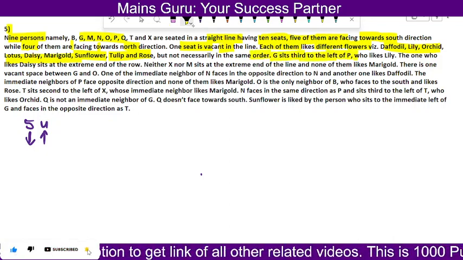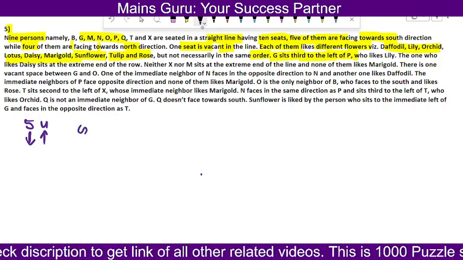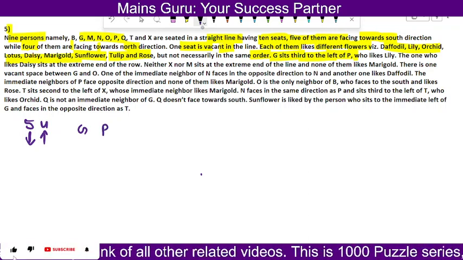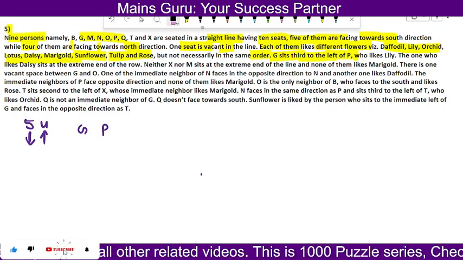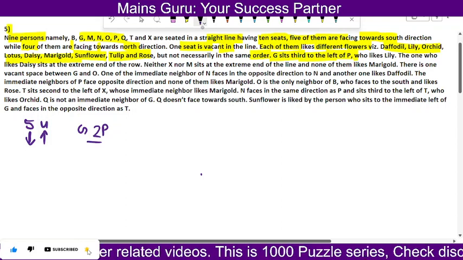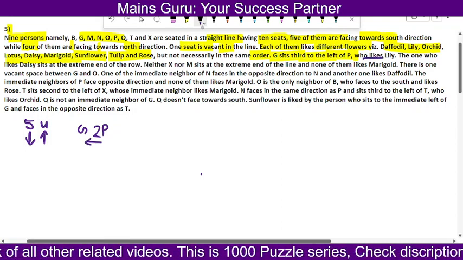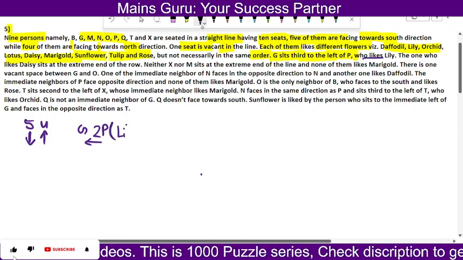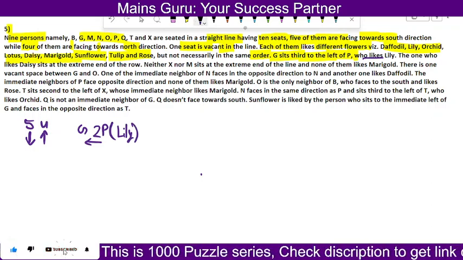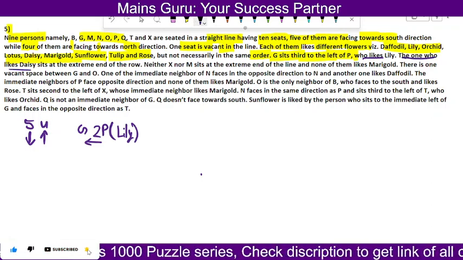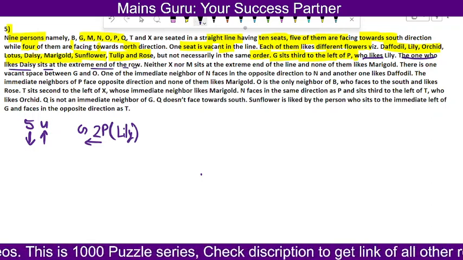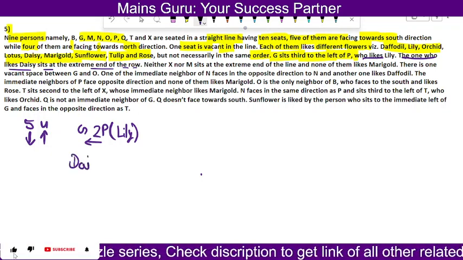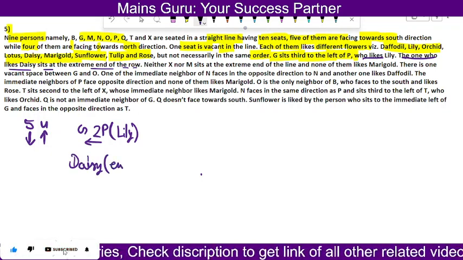G sits third to the left of P, so write this. G sits third to the left of P, it means two persons will be there between these two. P who likes what? Lily. P likes Lily. Done. After this, the one who likes Daisy sits at the extreme end of the row, so Daisy will be at the end.